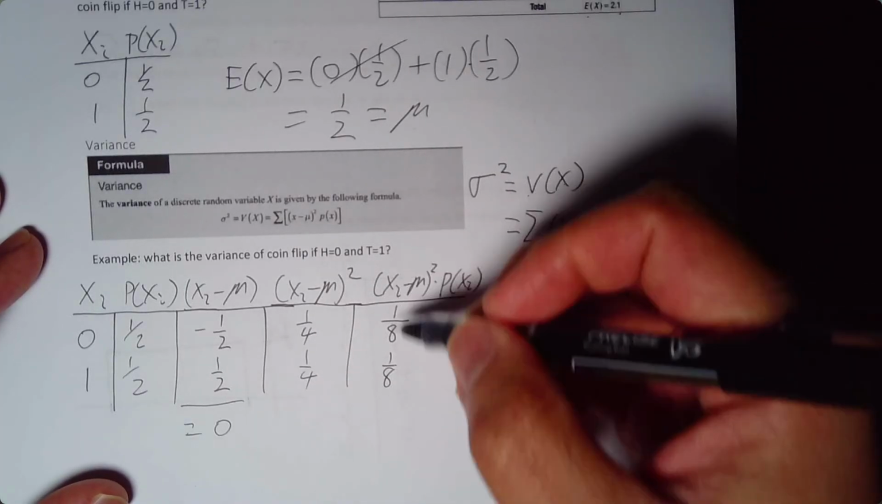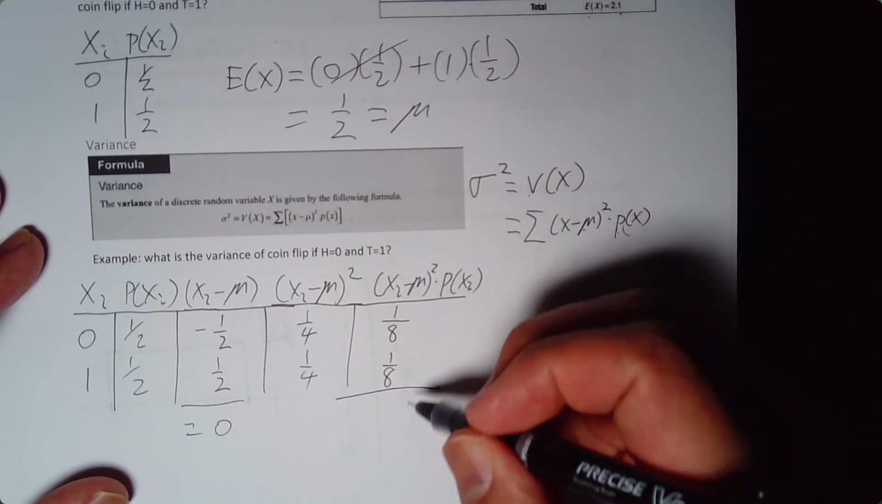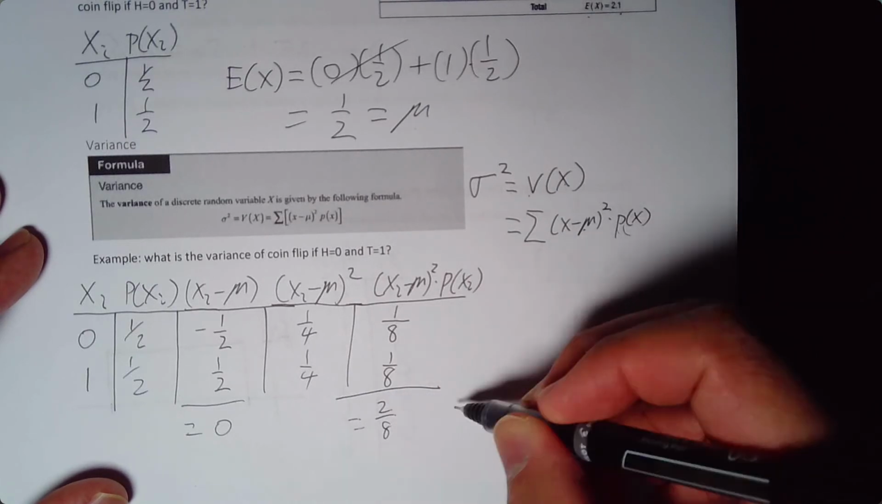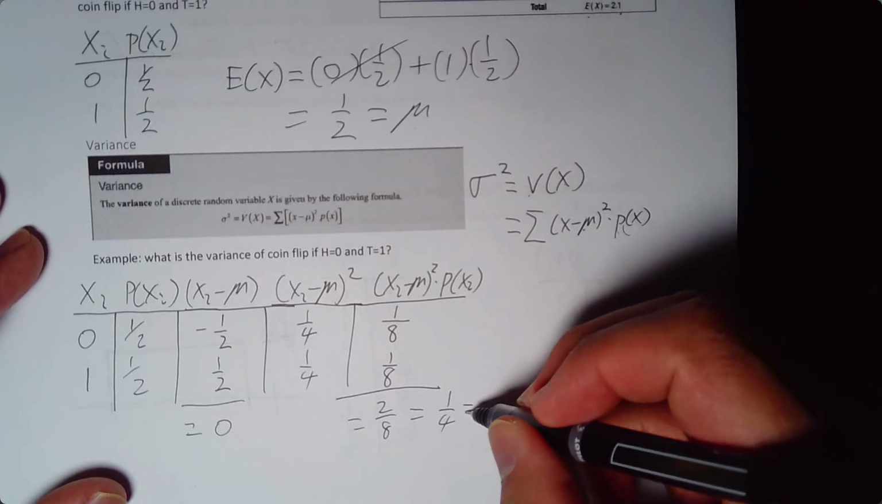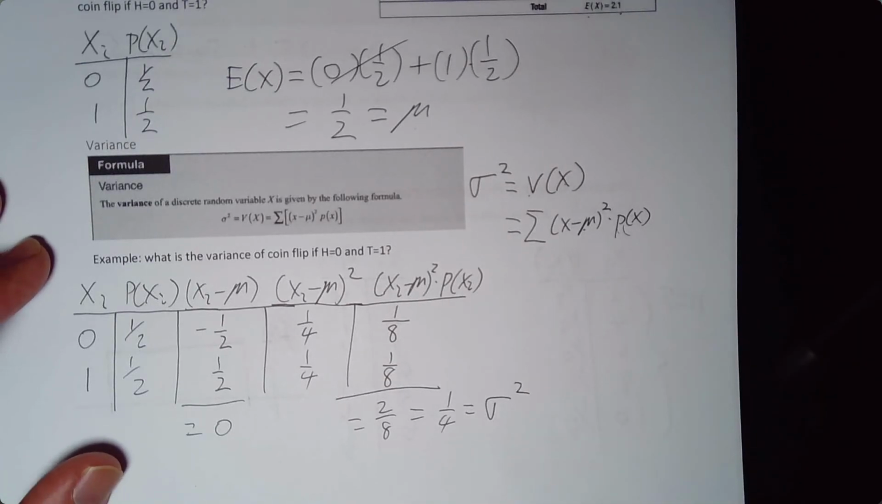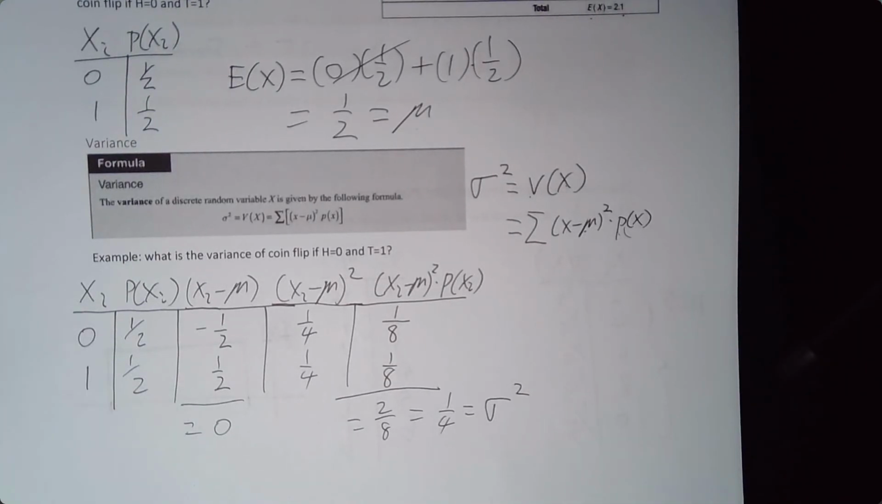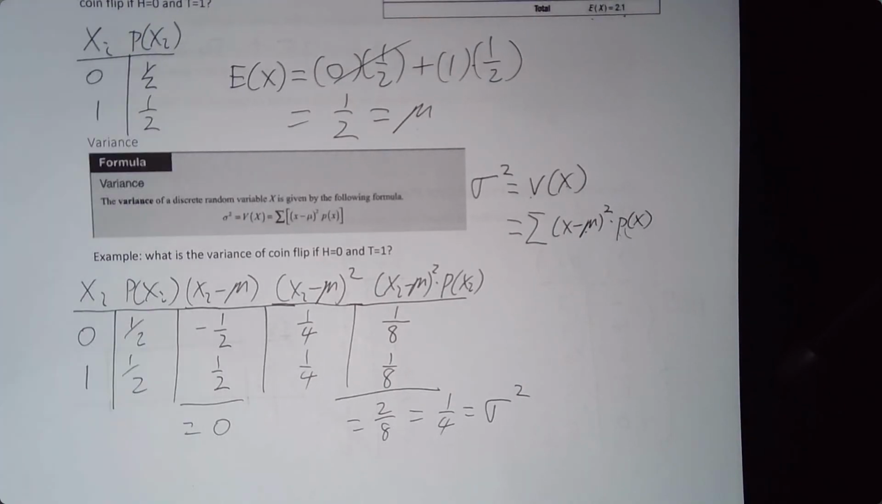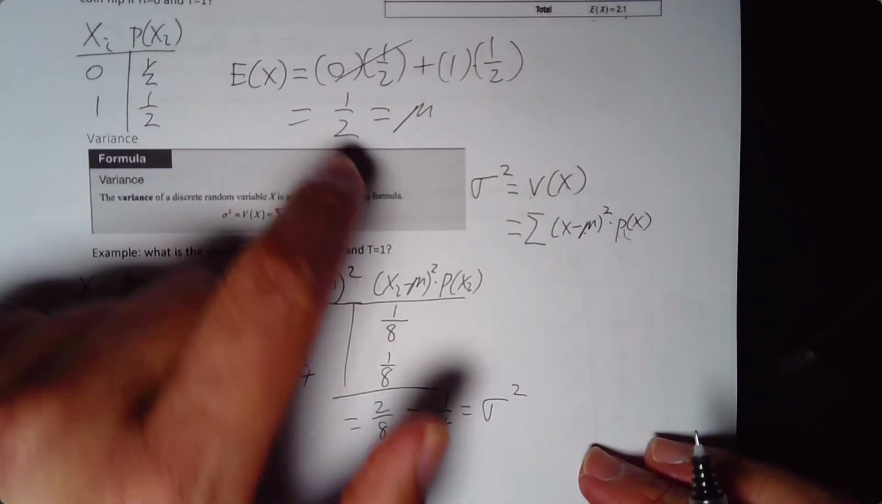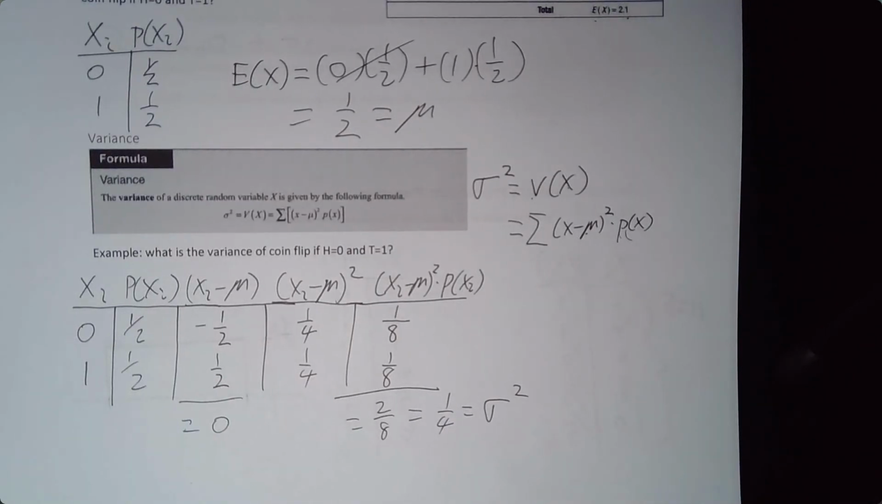Now I add them up. So now I add up these two: 2/8, which gives me 1/4. And that is my variance. So my variance is 1/4. So in a coin flip, if head is 0, tail is 1, then my expected value is 1/2 and my variance is 1/4.